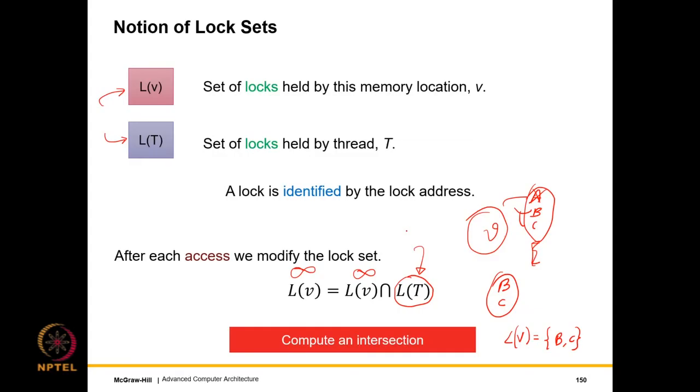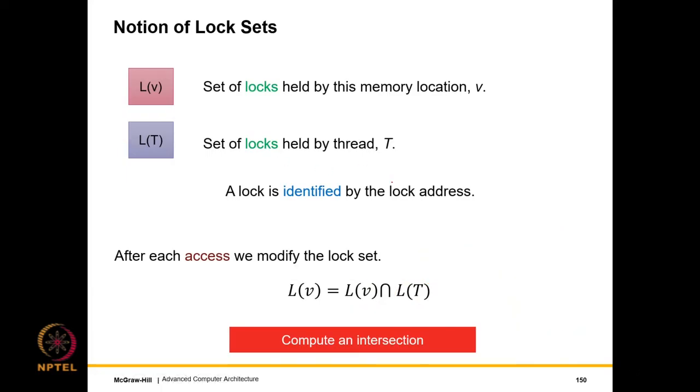So what we do is that we continue simulating this algorithm. The key thing is that at the end of the program, for every shared variable, its lock set should not be empty. If its lock set is empty, it basically means that some thread has accessed this variable without acquiring any lock, or there are two accesses to the same variable, but the intersection of the lock sets is null. So this effectively means that the variable is not protected by the same set of locks.